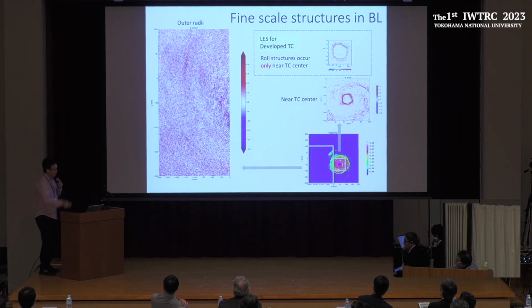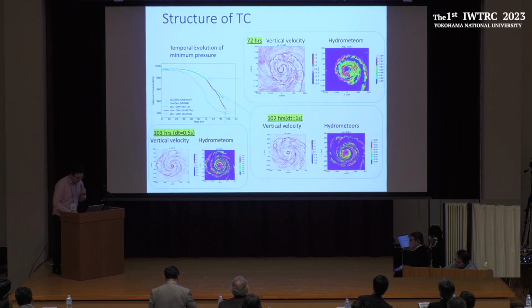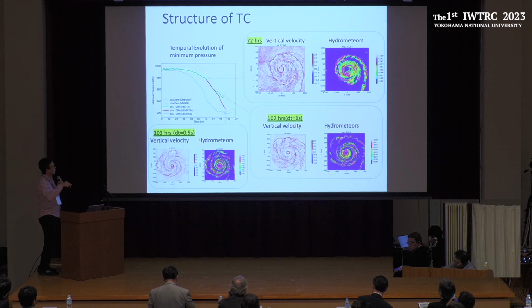So this is a snapshot of the developed TC. The difference from the previous LES is that after the TC has developed we have a flow of fine scale structures, because we have enough spin-up time far from the tropical cyclone center. Near the tropical cyclone center, we have a similar roll structure compared to the previous LES. We haven't seen all of the data, but the structure changes during the development. An outer rim band exists, and at some points, eyewall replacement occurred.